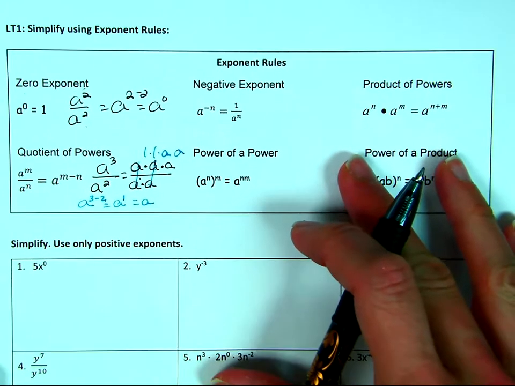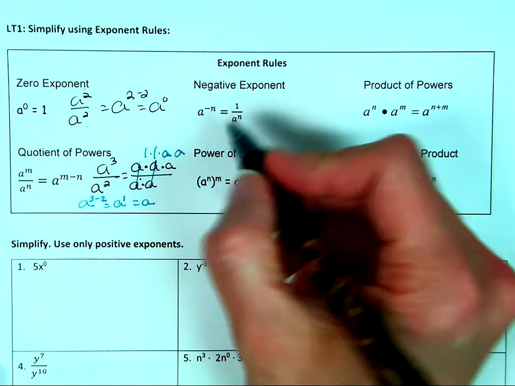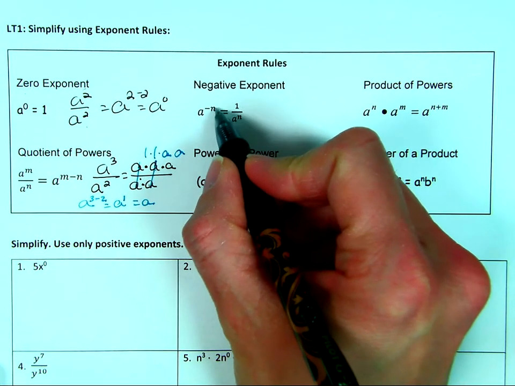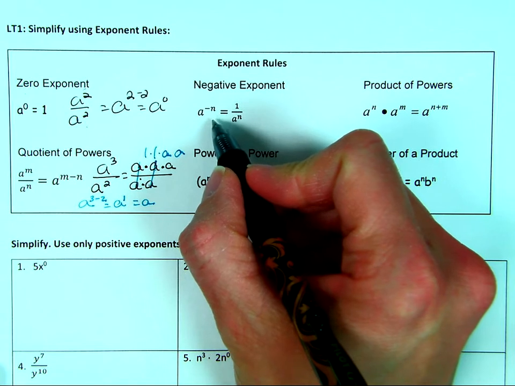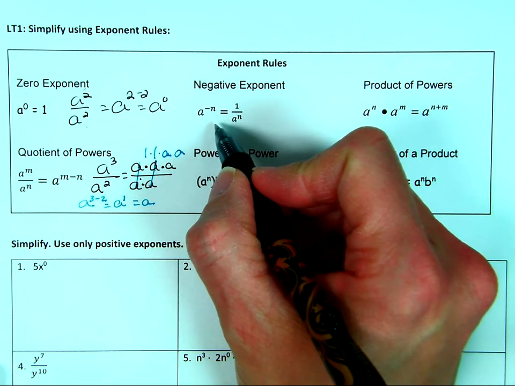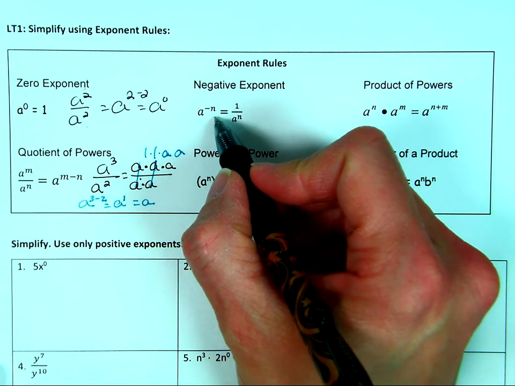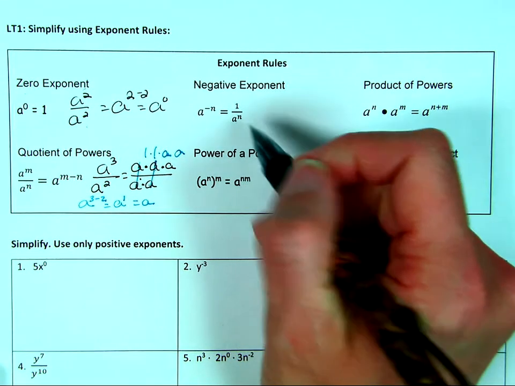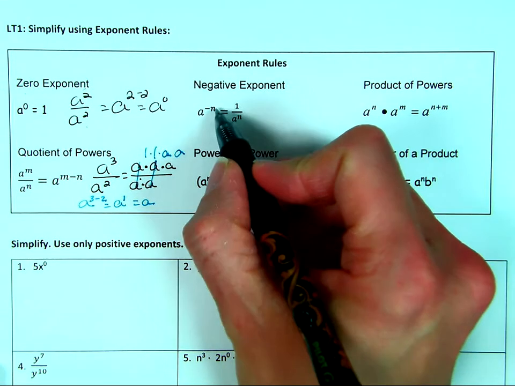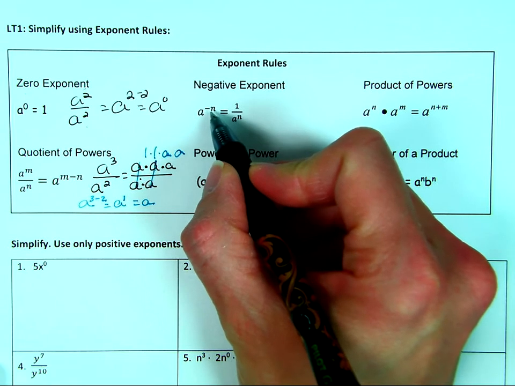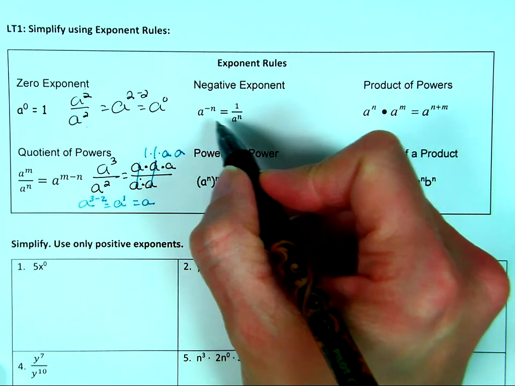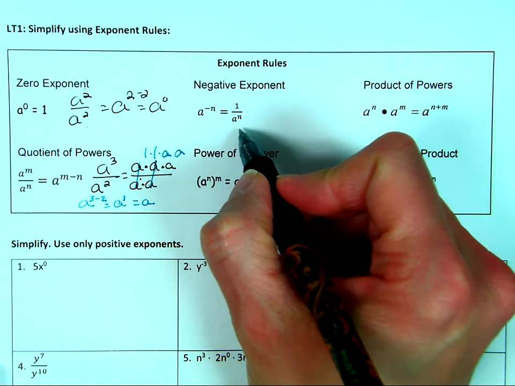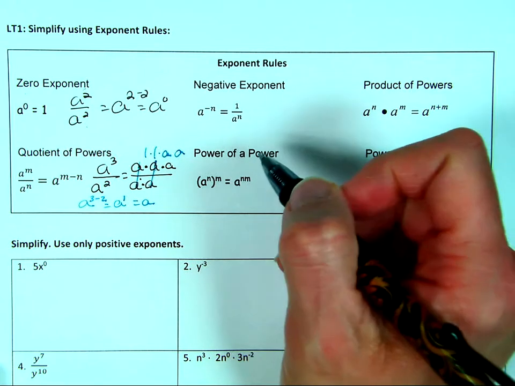Next is the negative exponent rule. Negative exponents never ever make anything negative. That's really important to remember. Whenever you see a negative exponent, it just means it's not where it should be. So a negative exponent becomes positive if you move it from the numerator to the denominator, or if it was negative in the denominator and you moved it to the numerator, kind of like this.